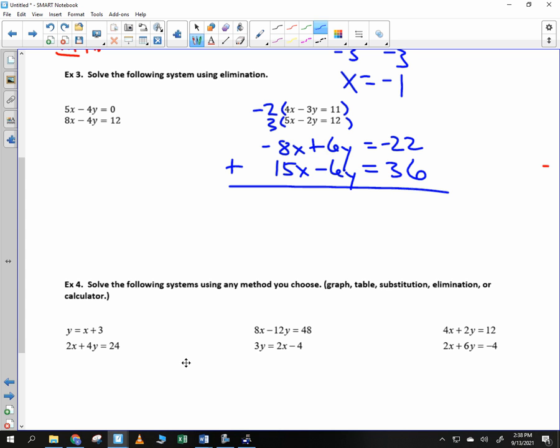I add those together, negative 8x and positive 15x, those make 7x. 6y and negative 6y make 0. Negative 22 added to 36 makes 14. So x is 2. So you plug it back in, we have 8 minus 3y is equal to 11. Subtract the 8, negative 3y is 3. And divide by negative 3, y is negative 1.